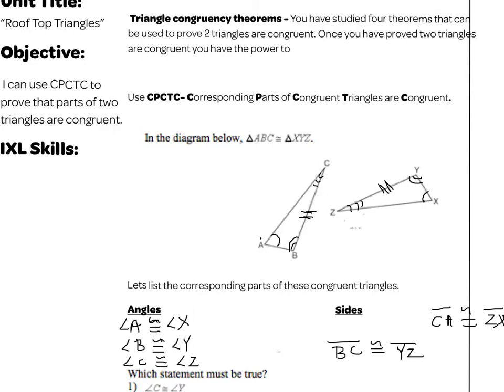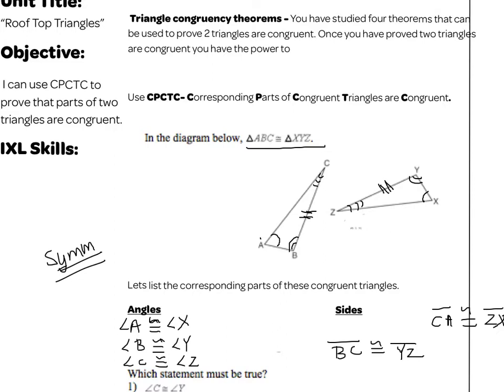Now, we know that we could use the symmetric property to flip these around. What I mean by that is we could say angle X is congruent to angle A, and angle Y is congruent to angle B. Or we could say segment XY is congruent to segment AB, again using the symmetric property. But these basic congruency statements can be made after we have written a statement that shows that two triangles are congruent.